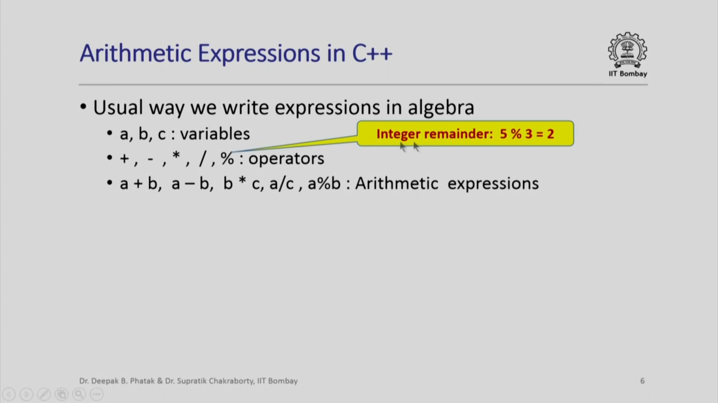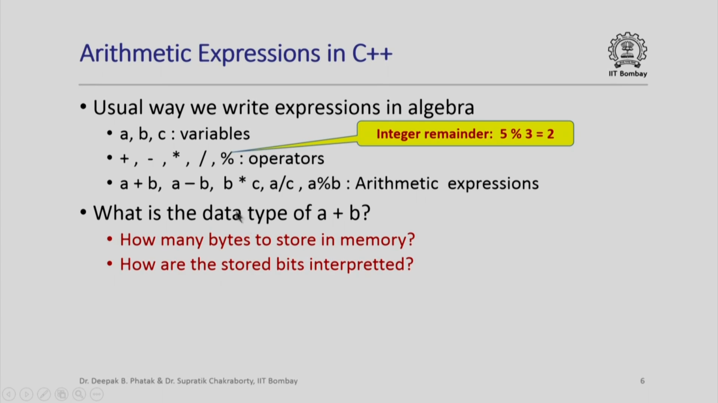For example, if I write 5%3, it means the remainder of 5 when divided by 3, which is 2. And I could use these operators, all of which are binary operators here, to form arithmetic expressions like A plus B, A minus B, A divided by C, A%B, and so on. Now, what is the data type of A plus B?